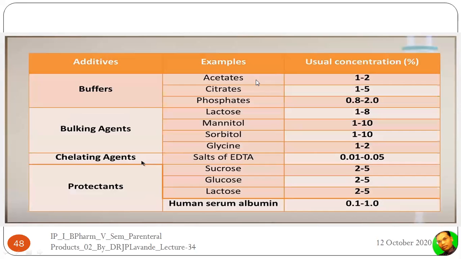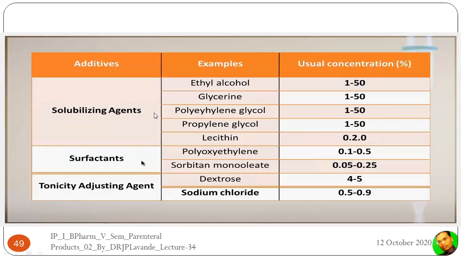The buffers, generally acetate, citrate, and phosphate buffers, are used in 1 to 2, 1 to 5, and 0.8 to 2% concentration respectively. Bulking agents such as lactose, mannitol, sorbitol, and glycine are used. As chelating agent, the salts of EDTA, like sodium EDTA, are used. And protectants, like sucrose, glucose, lactose, and sometimes human serum albumin, need to be added.